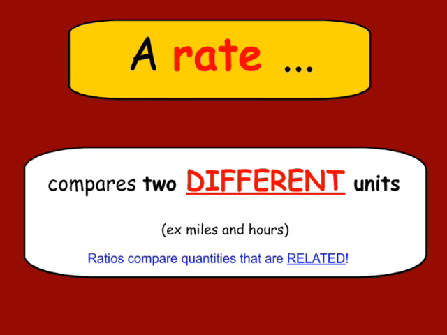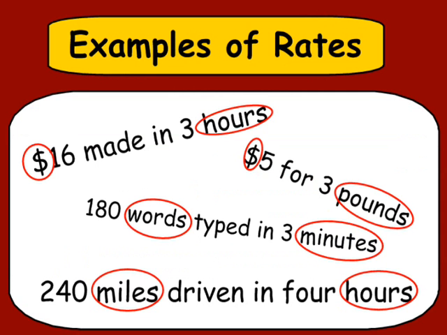The big difference is that rates compare two different units, for example, miles and hours. Ratios compare quantities that are related. Let's look at some examples of rates. These are all rates. $16 made in 3 hours, $5 for 3 pounds, 180 words typed in 3 minutes. If you look at these, they're comparing two different quantities. You're comparing money and time, money and weight, words and time, distance and time. So rates compare two different quantities.